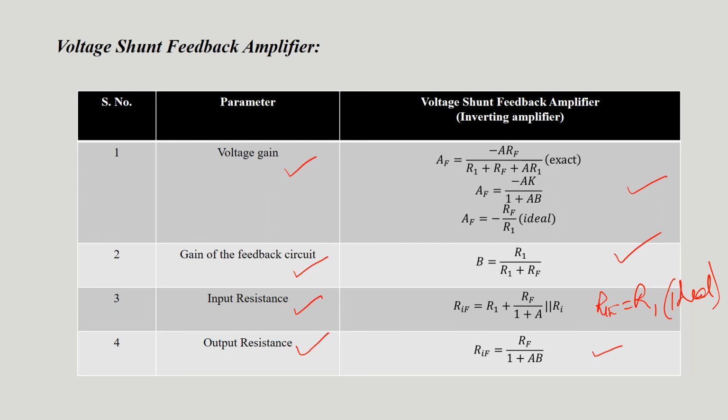So in the next session we will take up the voltage shunt feedback amplifier, and two of its parameters will be taken, that is bandwidth with feedback and total output offset voltage with feedback. And then we will go to its special cases, that is current to voltage converter and the inverter.